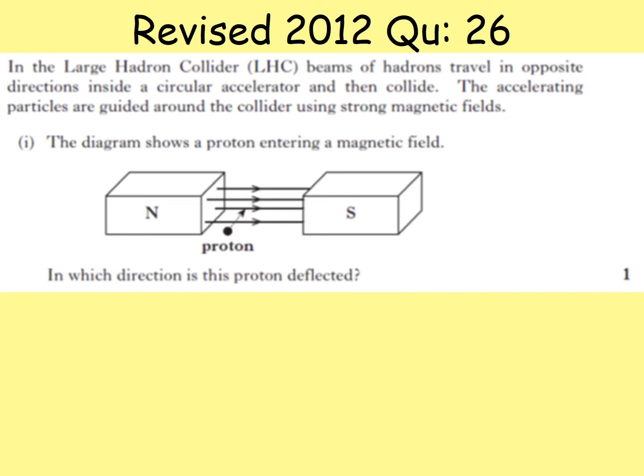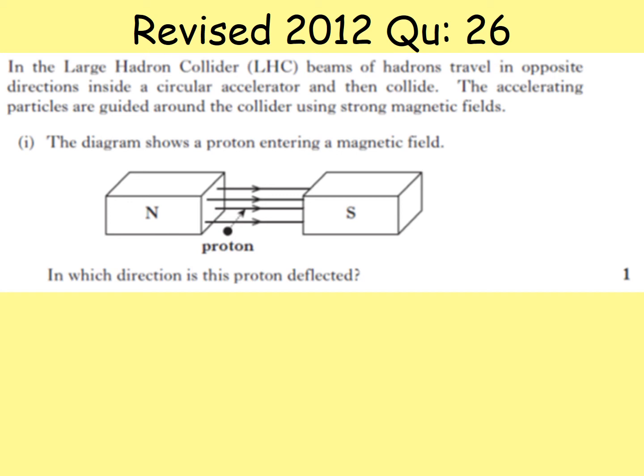In this question, we're looking at probably the most famous of the particle accelerators. We're looking at the Large Hadron Collider. And within the Large Hadron Collider, beams of hadrons travel in opposite directions inside of a circular accelerator, and then they collide. The accelerating particles are guided around the collider using strong magnetic fields. The diagram shows the proton entering the magnetic field. In which direction is the proton deflected?